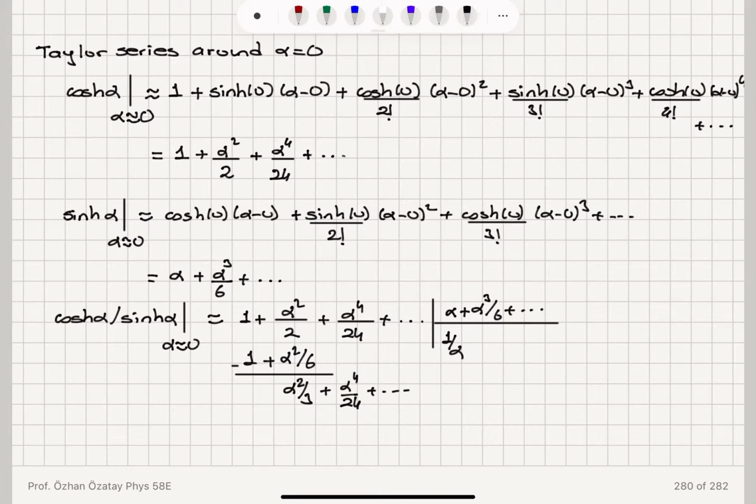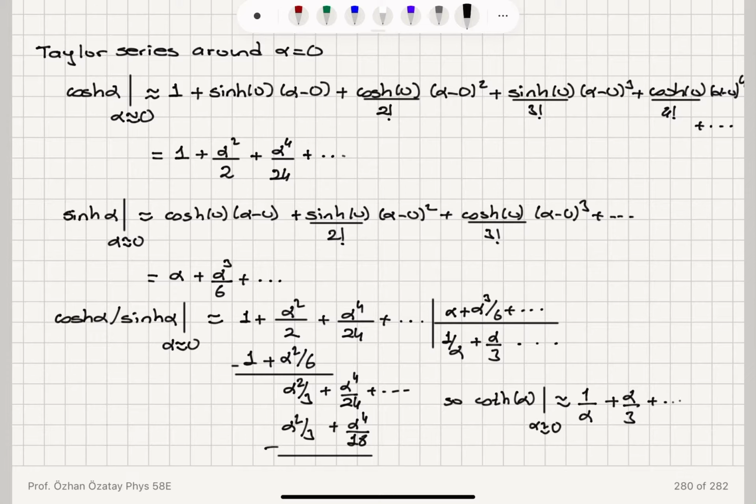Now, in order to obtain alpha squared over 3, I have to multiply this by alpha over 3. So we have alpha over 3. This gives us alpha squared over 3, and alpha to the fourth power over 3 times 6, 18. And then we have to subtract this, etc. So this goes on like that. So we basically find that the first two non-zero terms in the expansion of cotangent hyperbolic alpha in the vicinity of alpha equal to 0 consist of 1 over alpha and alpha over 3. And then we have higher order terms.